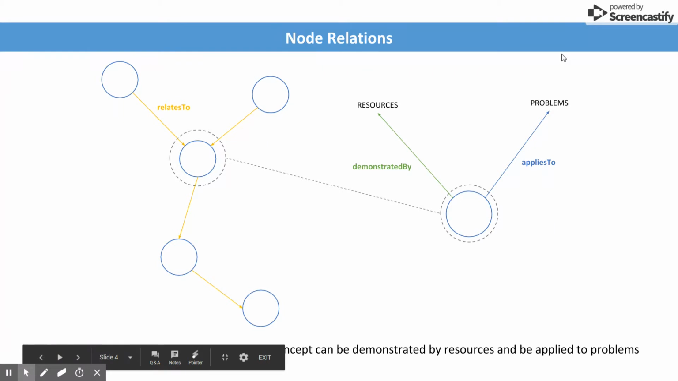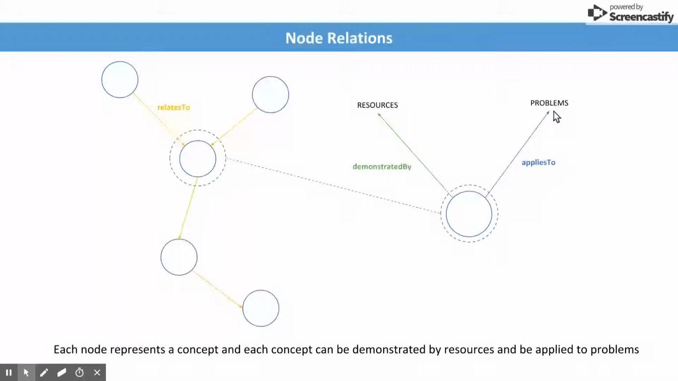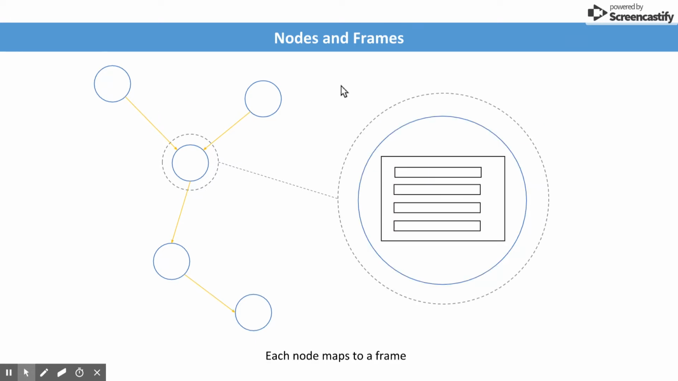The knowledge graph is made up of nodes and how the nodes relate to each other. Each node represents a concept, and each concept can be applied to certain problems, some of which you saw in that sample test, and each concept can also be demonstrated by certain resources. Now we need to expand upon the resources for future work, as right now it's pretty much just a static library of resources to help with the Pythagorean theorem in general, but eventually the resources will be more customized to the current state of the user's knowledge graph.